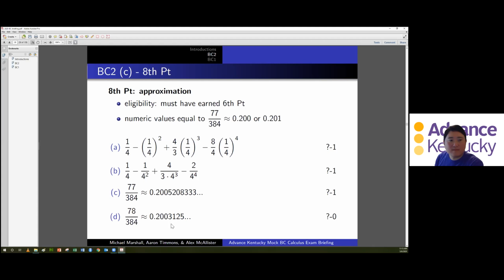So you can see this student who somehow made some arithmetic error, wound up with 78/384, which is approximately 0.200. We can't just look at the 0.200, we have to look at that preceding work. And if they made an arithmetic mistake, they are not going to earn this 8-point approximation point. You have to have correct work giving you the correct answer, not incorrect work giving you the correct answer.